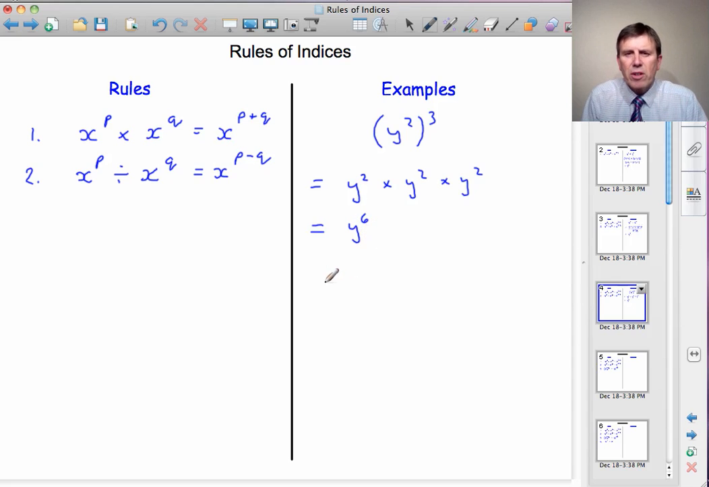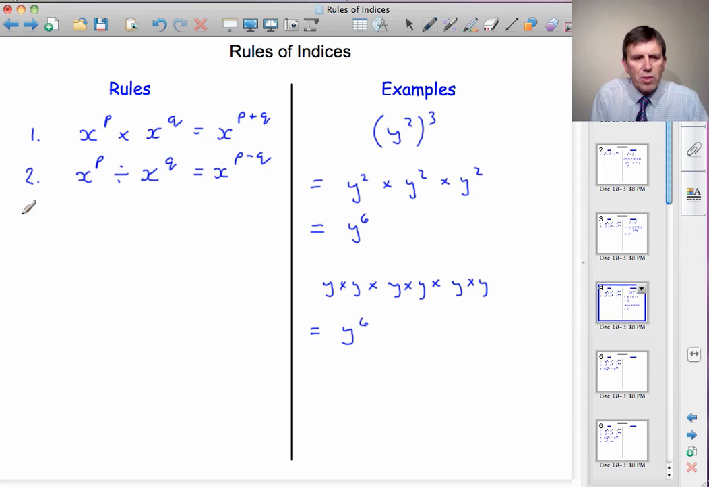And we can also verify that by writing everything out in full, because y squared is y multiplied by y. The second y squared is y multiplied by y. And the third y squared is y multiplied by y. And if I multiply those together, then what I've got is 6 lots of y all multiplied together, which again is precisely what we mean by y to the power 6.